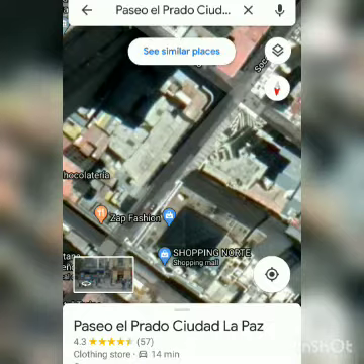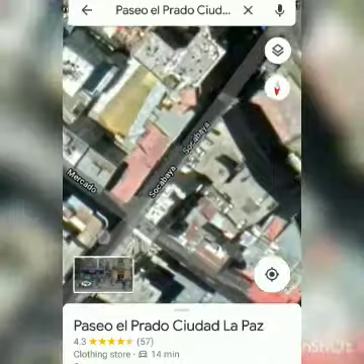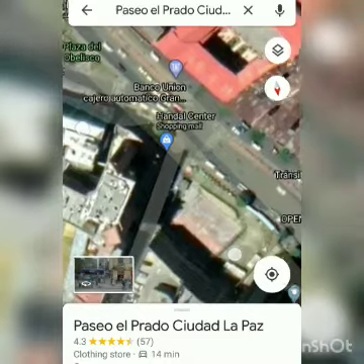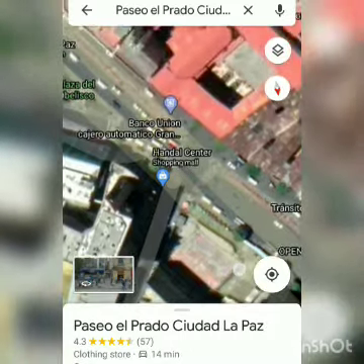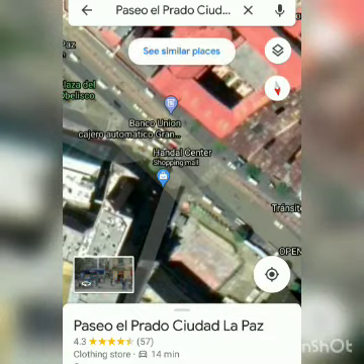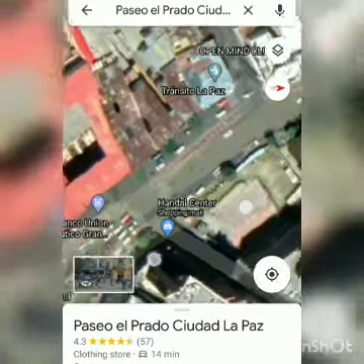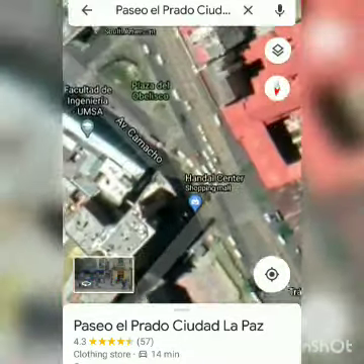Then we have to pass Mercado Street. Then we arrive to Mariscal Santa Cruz Avenue. What are you going to do here? Are you going to turn left or turn right to go to this famous restaurant, Copacabana Chicken? Turn left or turn right? We have to turn left.